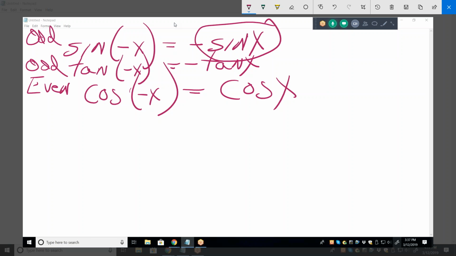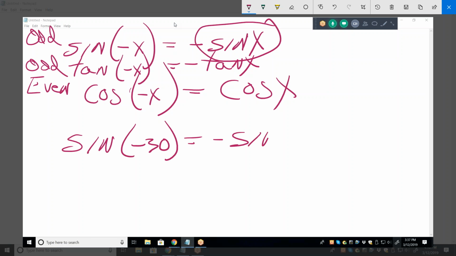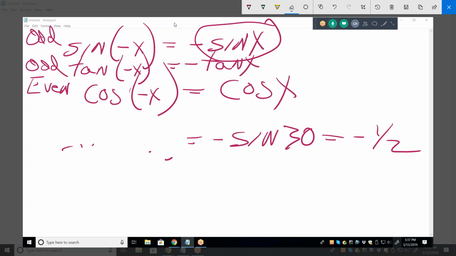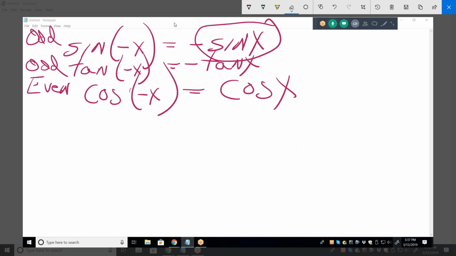Because if I say to you the sine of minus 30 degrees, that's going to be minus the sine of 30. And you certainly know the sine of 30. So what's that? And you apply the negative sign, exactly. Okay? And this is the easiest way to handle negative angles, is to use this odd-even property. So, okay, let me give you another one.